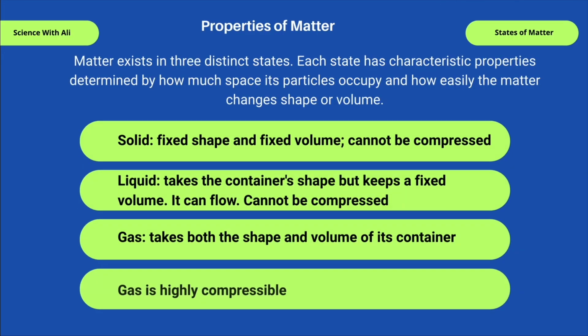Okay, so properties of matter. Have you ever wondered why you can easily pour water out of a glass, but you definitely can't pour your desk? It all comes down to their properties. Solids have a fixed shape and a fixed volume. They are totally locked in, meaning you can't compress them. Liquids are a bit more flexible. They keep their volume, but they can flow to perfectly match the shape of whatever container you pour them into.